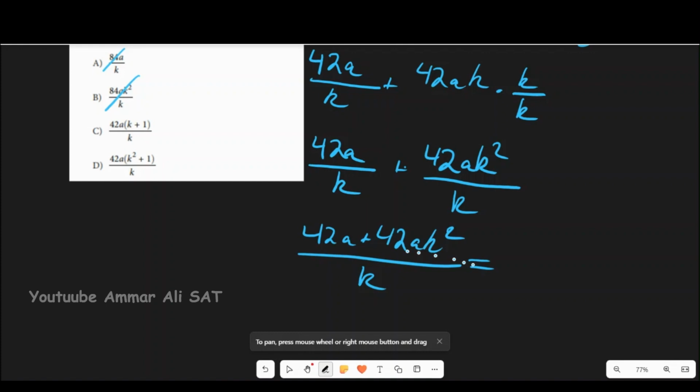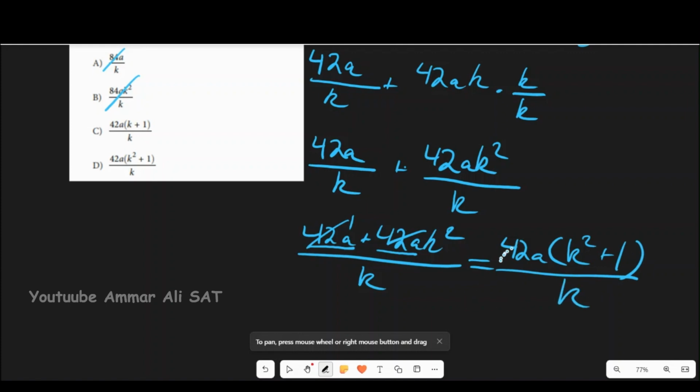So how do we factor them? We find the common term. 42a is common to this term. 42a is common to this term. So then we will be left with 42a multiplied by what do we see here? This will be k squared, because we get rid of that one. And then this will just be a 1. So that will be k squared plus 1 over k.